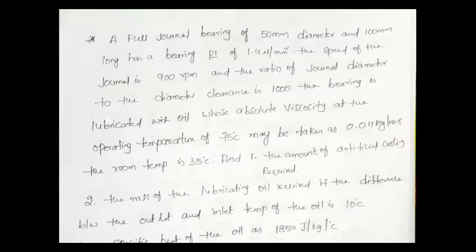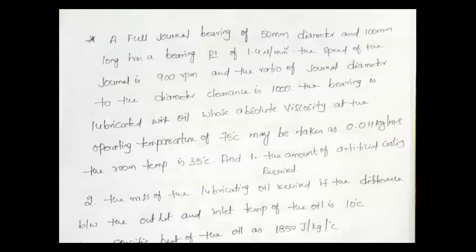Now, what is given in this problem is simple. For the full journal bearing, the bearing pressure value is given, that is 1.4 Newton per mm square. This is very important. Here you need not calculate the bearing pressure value again, because it is directly mentioned. Next, the diameter of the journal. What is the diameter of the journal? 50 mm is the diameter of the journal.